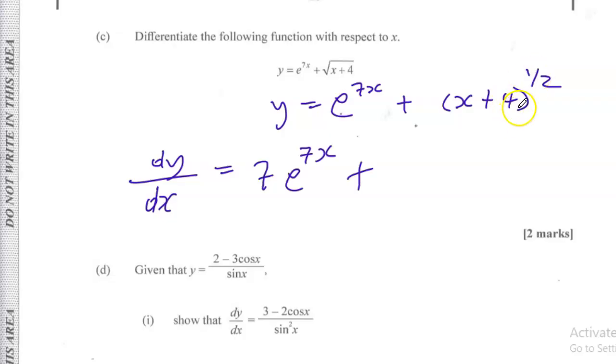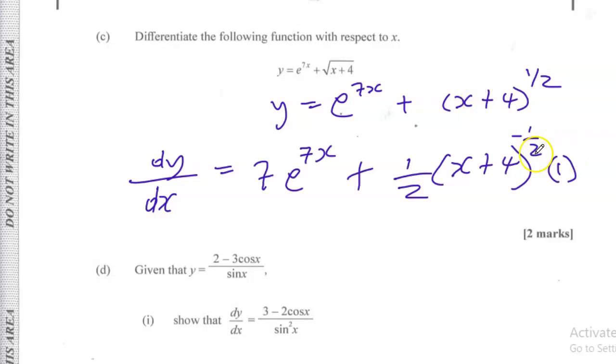We're using what we call the chain rule, which says multiply by the power, subtract 1 from the power. So half minus 1, that's negative half. And then we differentiate what's inside the bracket. Differentiate x, you get 1. Differentiate 4, you end up with 0. So that's just 1. So that's that.